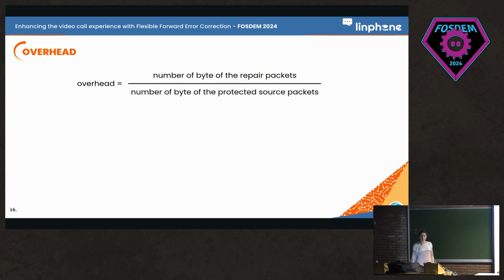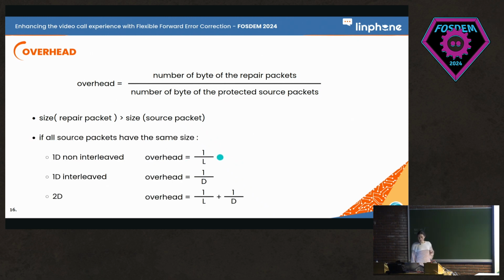You can measure the impact on the bandwidth that you will need with this term, the overhead. It is a ratio between the number of bytes of the repair packets that you send over the number of bytes of the protected source packets. Usually, the repair packets are bigger than the source packets, but if you suppose that all the source packets have approximately the same size, the overhead will be 1 over L for the row protection, 1 over D for the column protection, and 1 over L plus 1 over D for the two-dimensional protection.